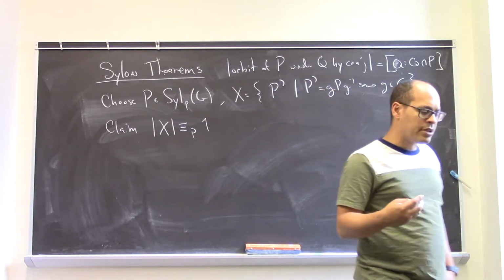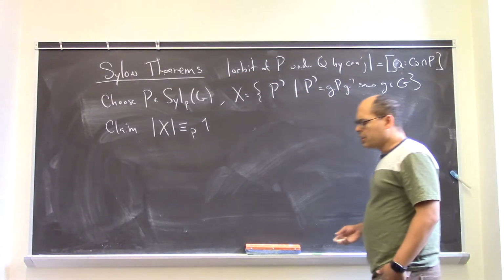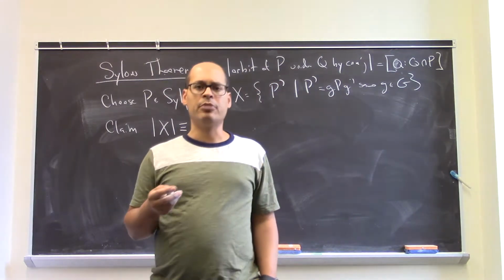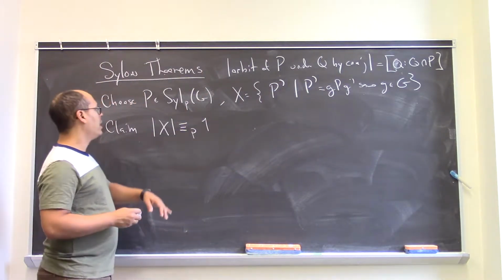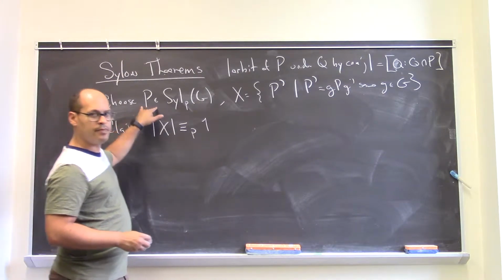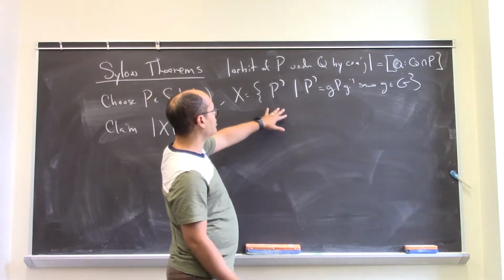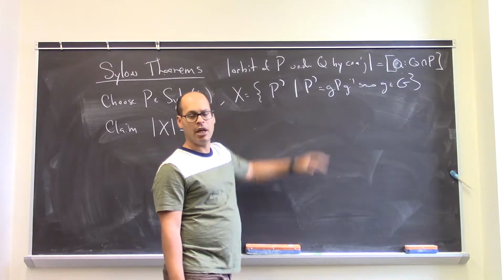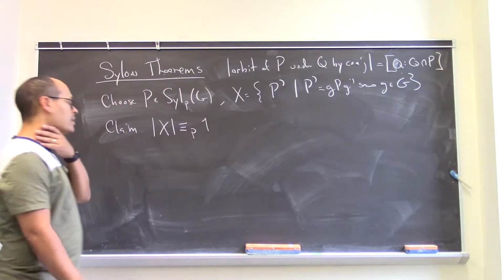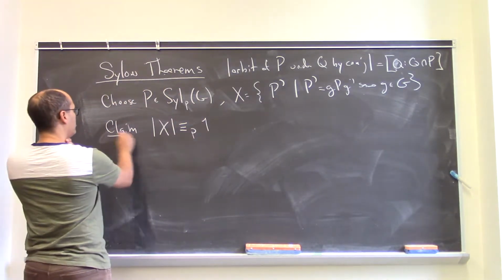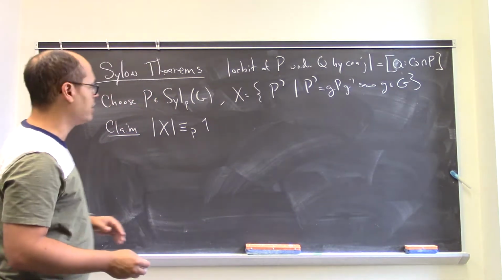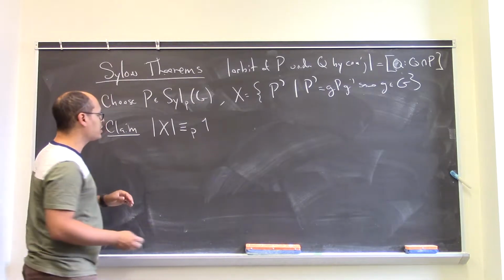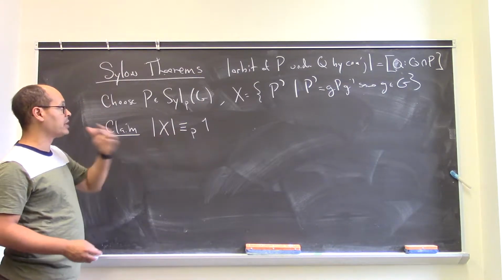So as a first step to the rest of the Sylow theorems, let's pick a p Sylow subgroup and consider what all of its conjugates look like. So here P is some p Sylow subgroup, and let me consider the set of conjugates of P. We'll call that X. Eventually we're going to show that X is all of the p Sylow subgroups, but we're not there yet.